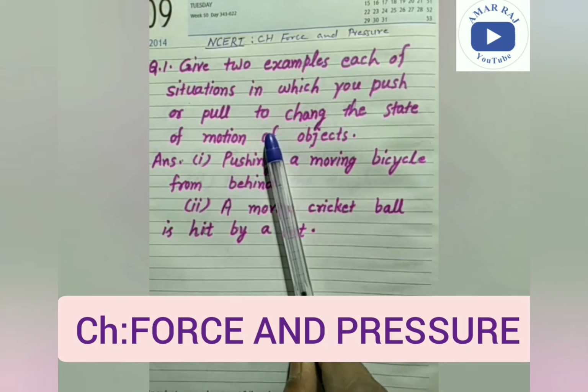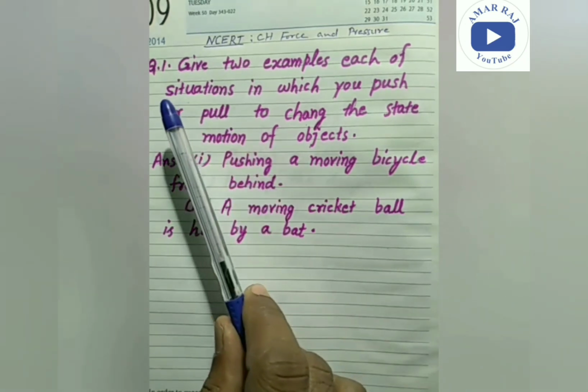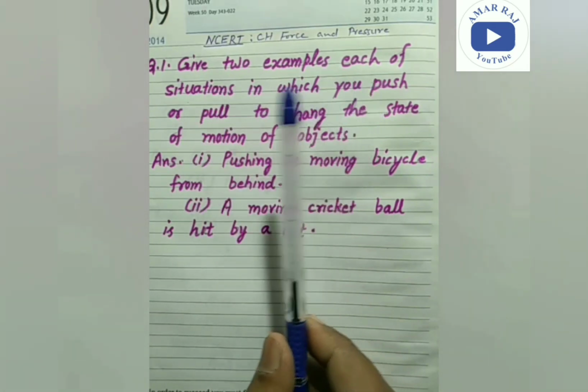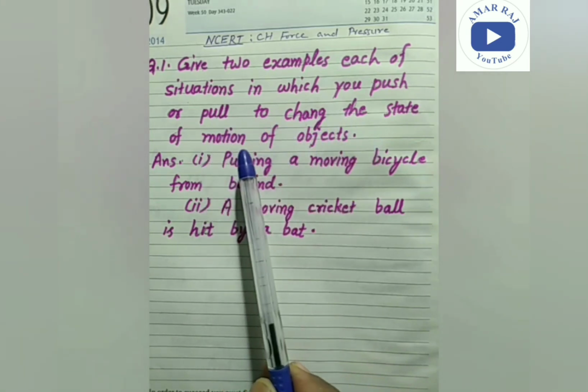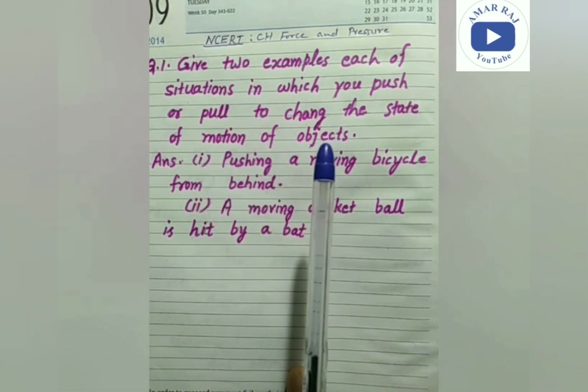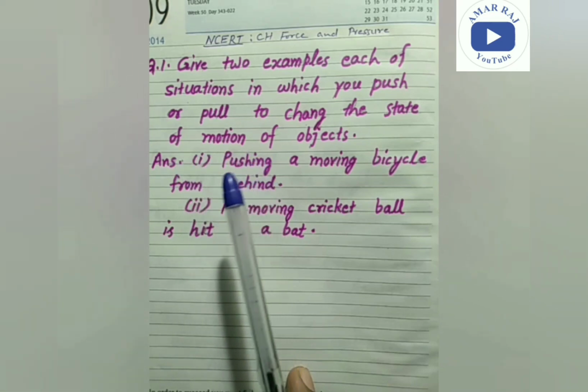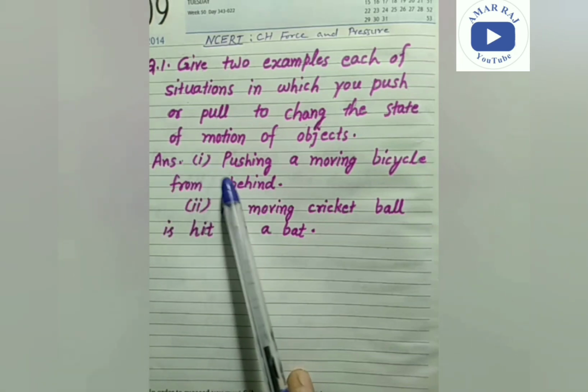Here is question number 1, as you can see on the screen. You have to give two examples each of situations in which you push or pull to change the state of motion of objects. I am repeating, two examples each of situations in which you push or pull to change the state of motion of objects. As we have discussed in the chapter, push or pull means force, and force can change the state of motion of the object.